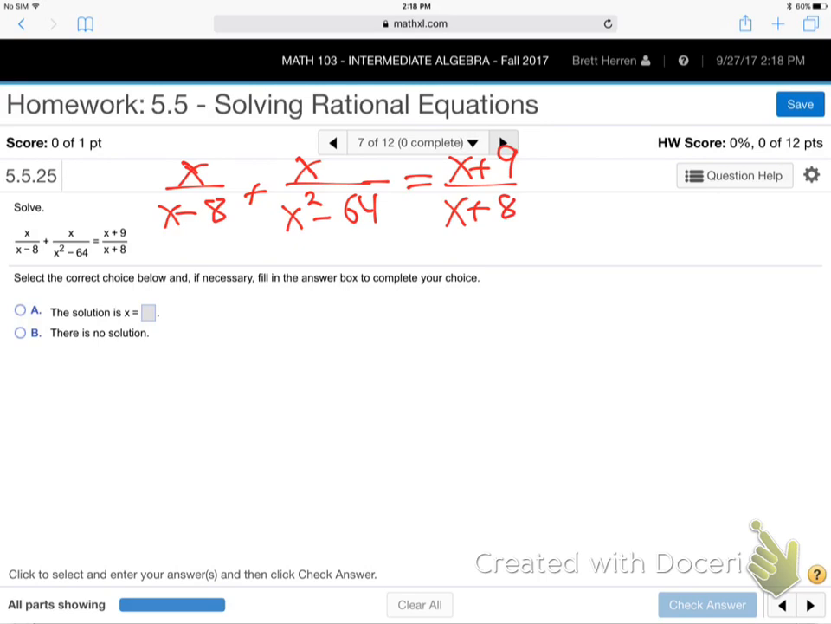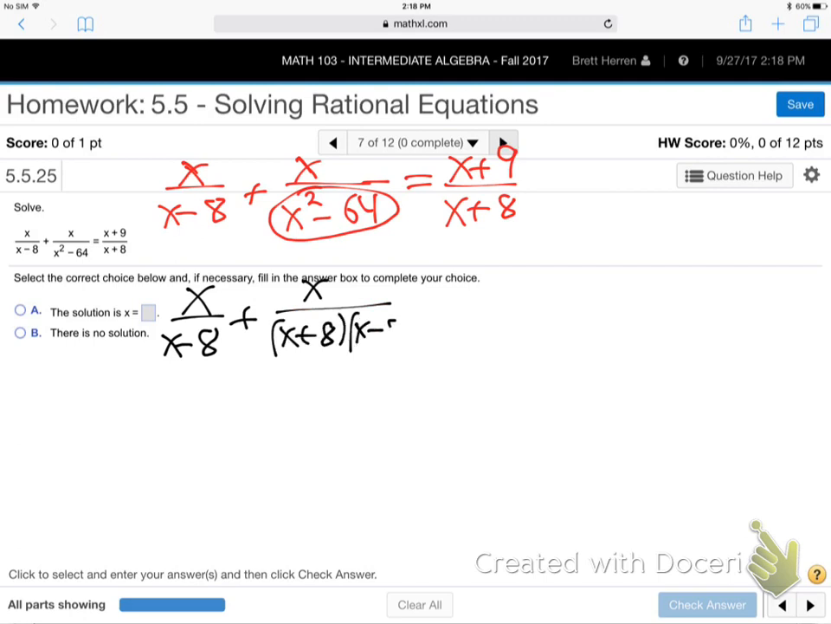So what do we got to do first? Yeah, that denominator, just like in the last section, if there's any denominators not factored, we got to do that. So that x squared minus 64 right here, we got to factor that. So let's definitely do that. You know how it factors. X plus 8, x minus 8. Okay, we all good to there?